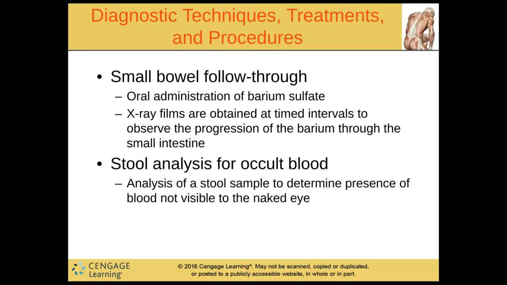We have a small bowel follow through. So this is an oral administration of a barium sulfate. X-ray films are obtained at timed intervals to observe the progression of the barium through the small intestine. So basically how long it takes for something to get from one point to another. And then we have a stool analysis for occult blood. This is an analysis of a stool sample to determine the presence of blood not visible to the naked eye.